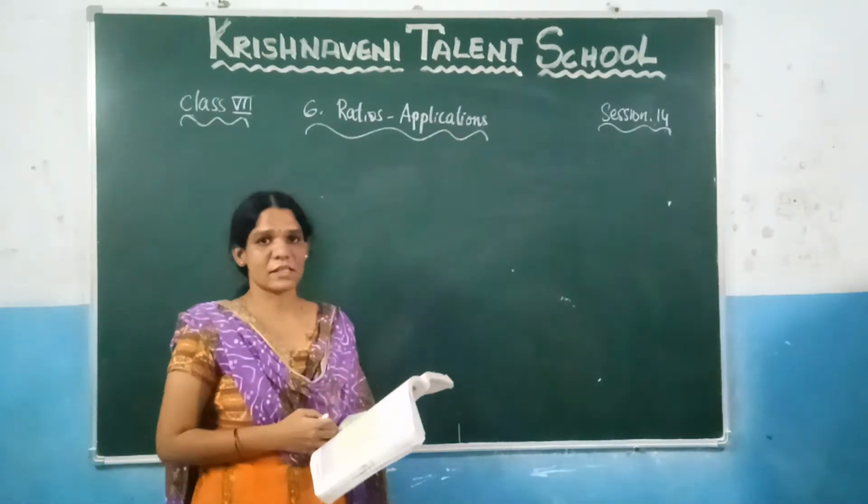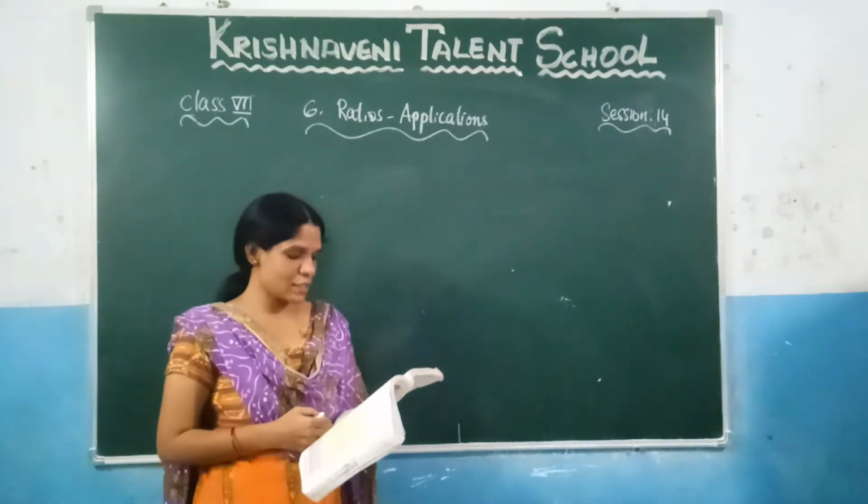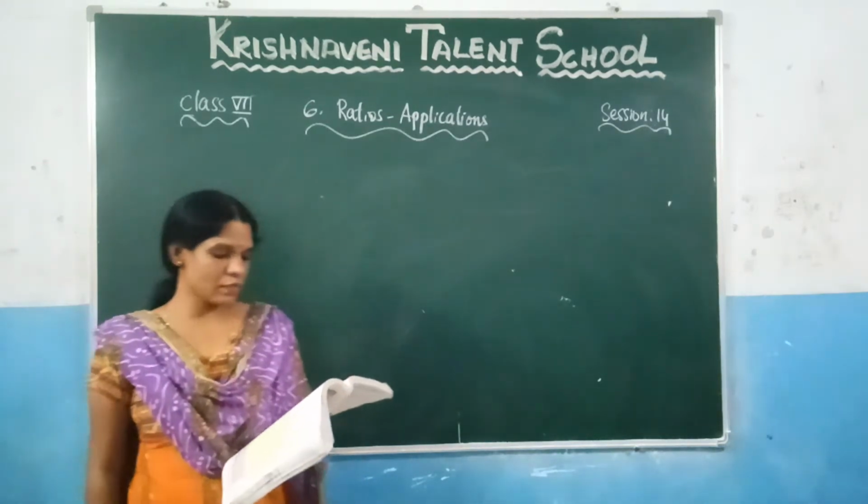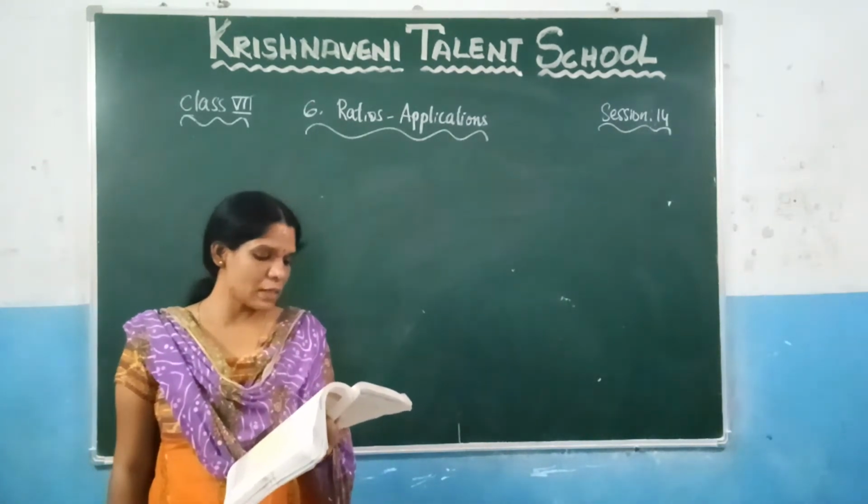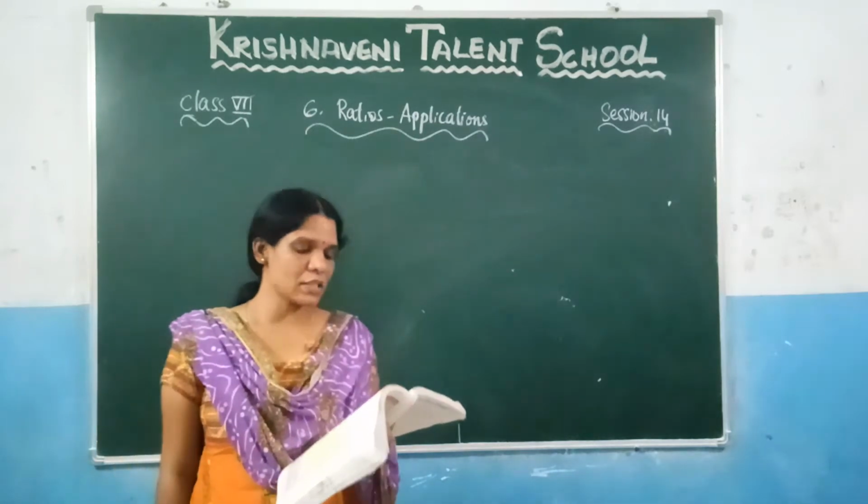In the last class we discussed exercise 6, first question. Now let us see the second question. So what is the question given here? At what rate a sum doubles itself in 8 years 4 months?